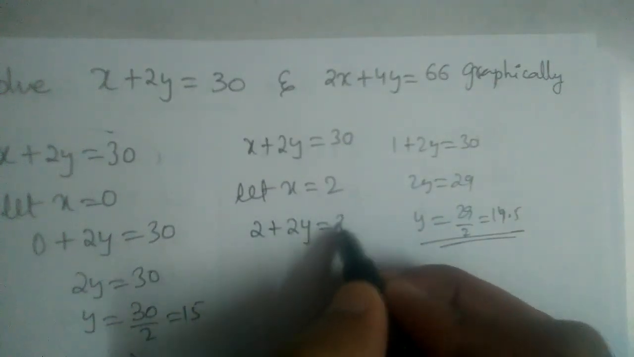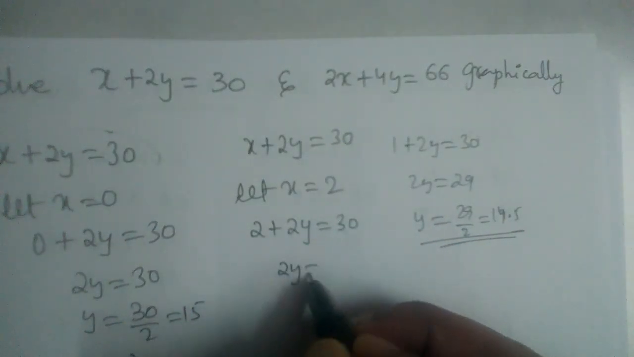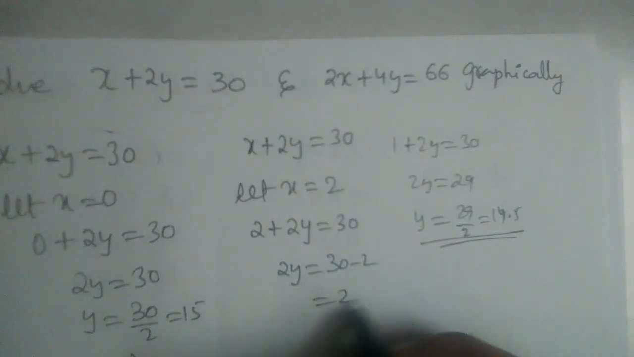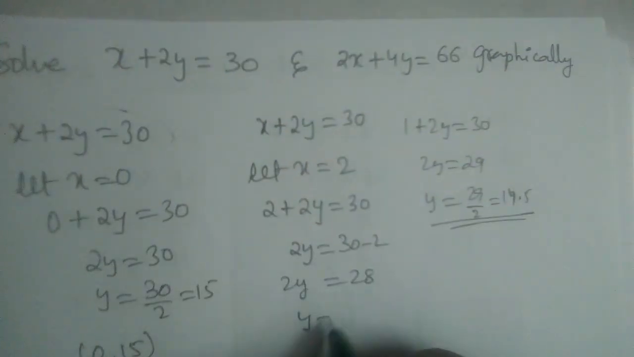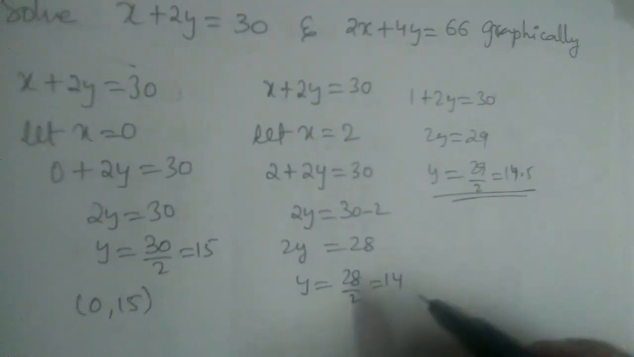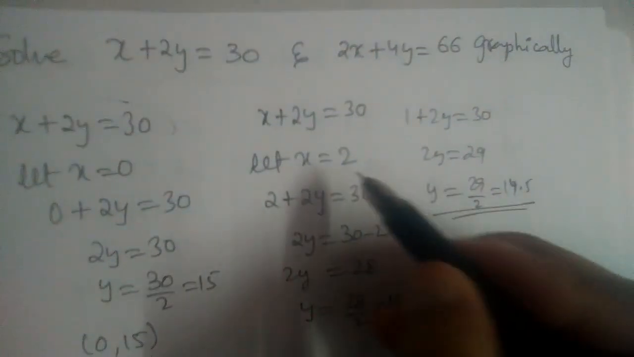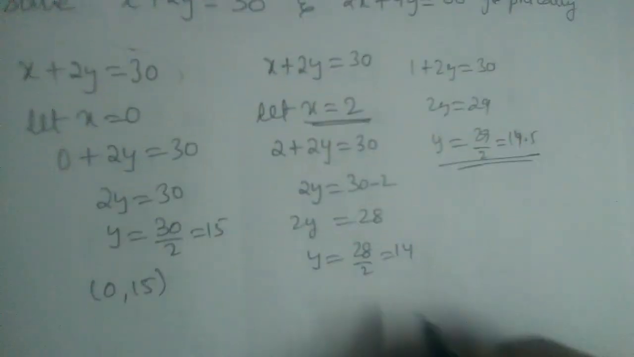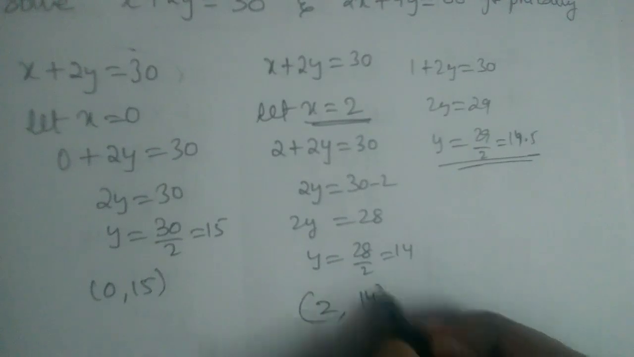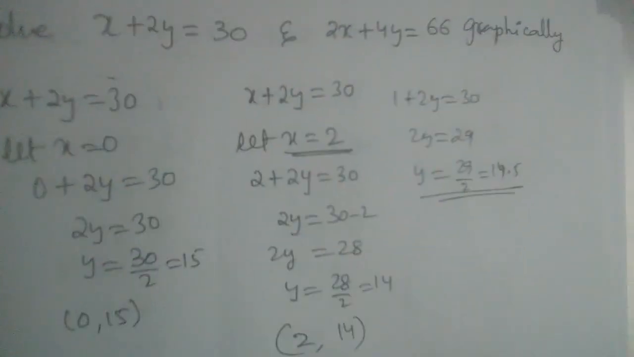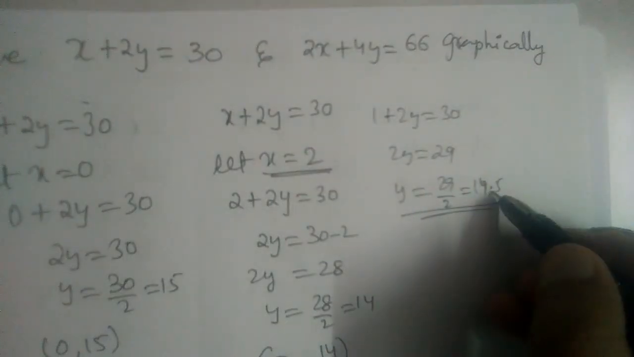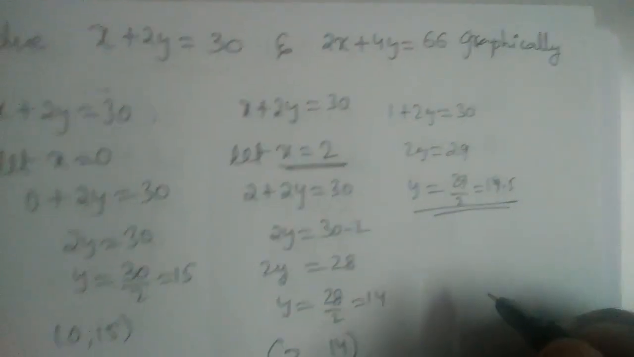You can still plot 14.5, but if we substitute x is equal to 2 here, see, this will be 2 plus 2y is equal to 30. 2y will be 30 minus 2. This will be 28. So y will be 28 divided by 2, 14. So which one will be easier to plot, 14 or 14.5? 14, right? So let us take x is equal to 2. So we have 2 comma 14. Okay, we can still plot 14.5 also. There is no issue, right?